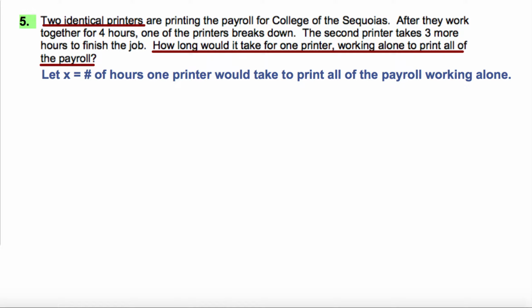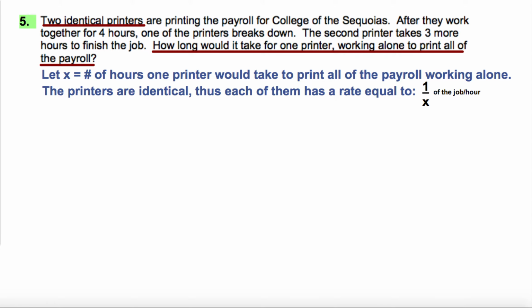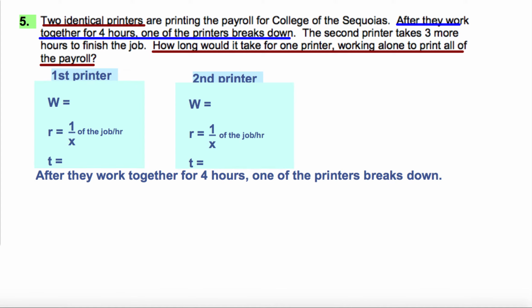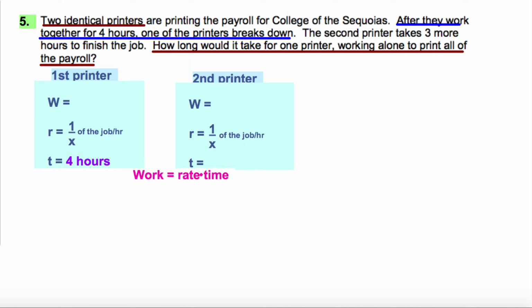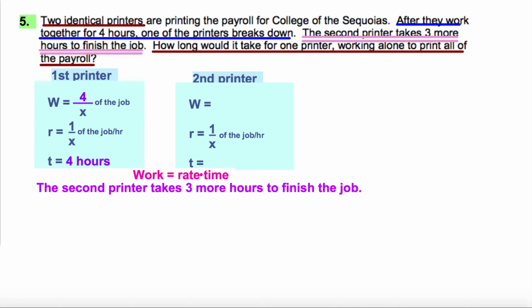Let x equal the number of hours one printer would take to print all of the payroll working alone. The printers are identical, thus each of them has a rate equal to 1 over x of the job per hour. Constructing the work rate timetables for the first and second printer. After they work together for 4 hours, one of the printers breaks down. Thus, one printer works 4 hours. Work is equal to rate times time, or 4 over x of the job. The second printer takes 3 more hours to finish the job. Thus, the second printer works 4 plus 3, which equals 7 hours.